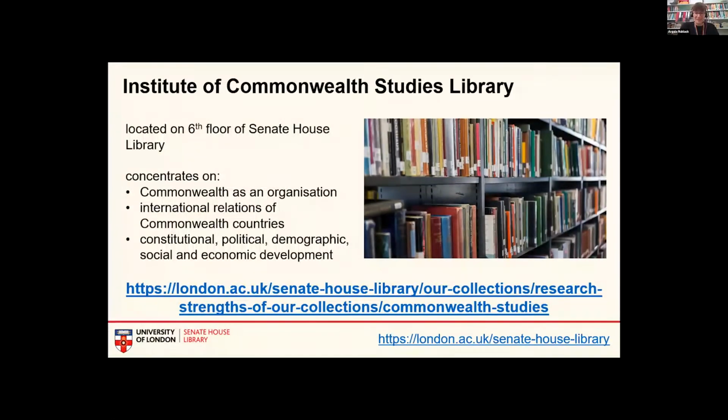The core collection of the library is located on the 6th floor of Senate House Library, and the collection tends to generally concentrate on the Commonwealth as an organization, the international relations of Commonwealth countries, and also the constitutional, political, demographic, social, and economic development within the Commonwealth.